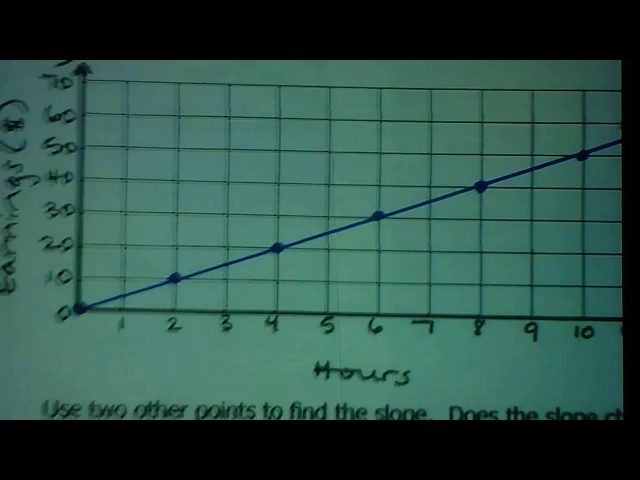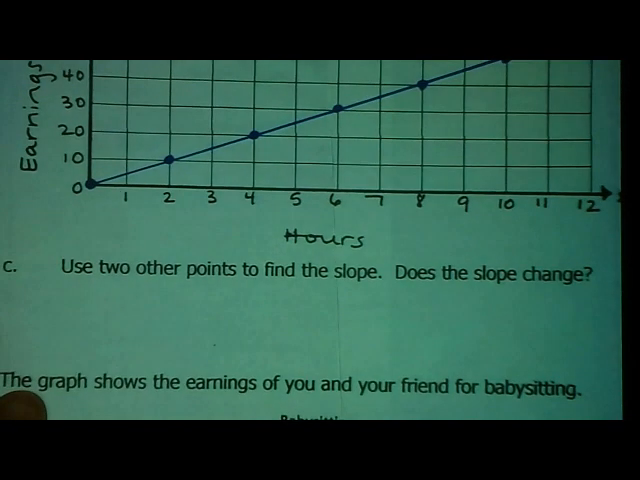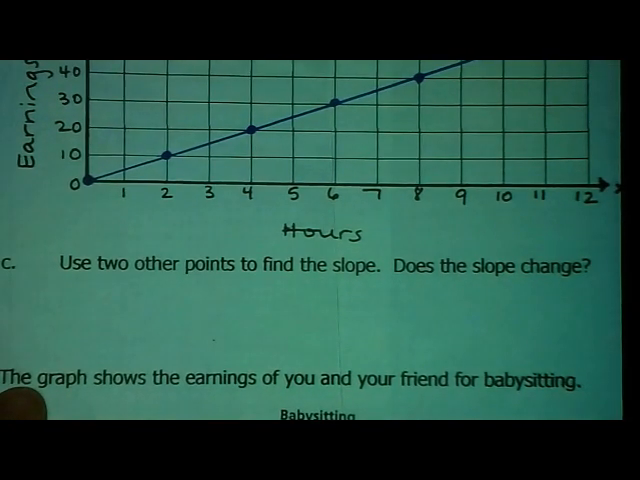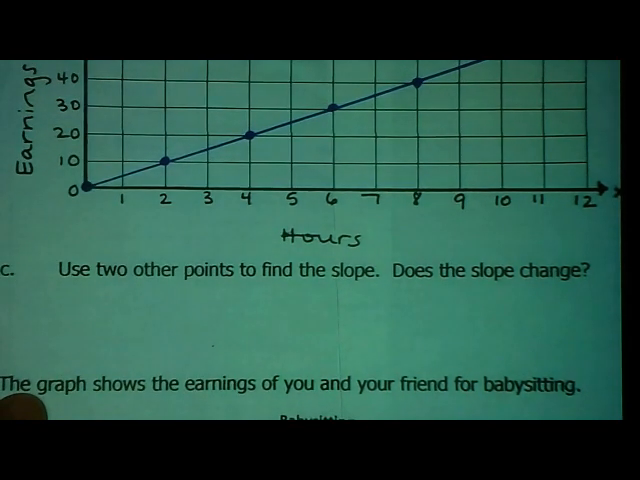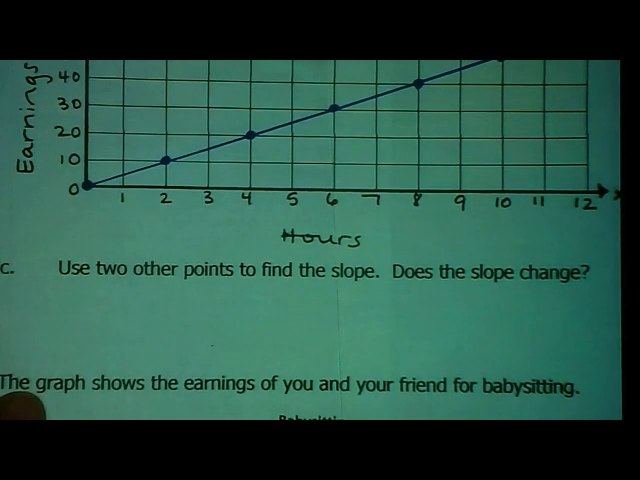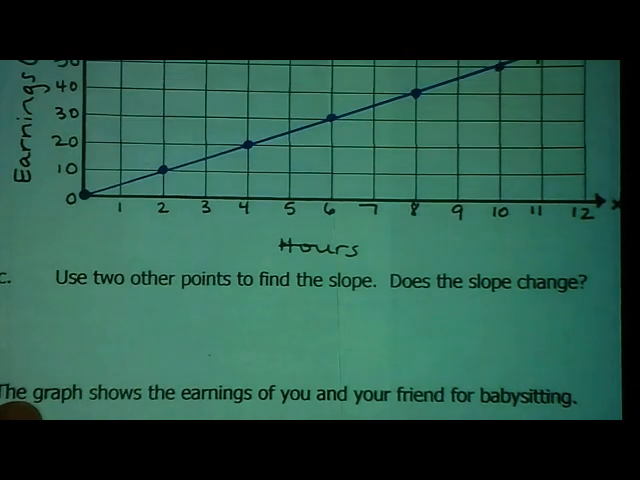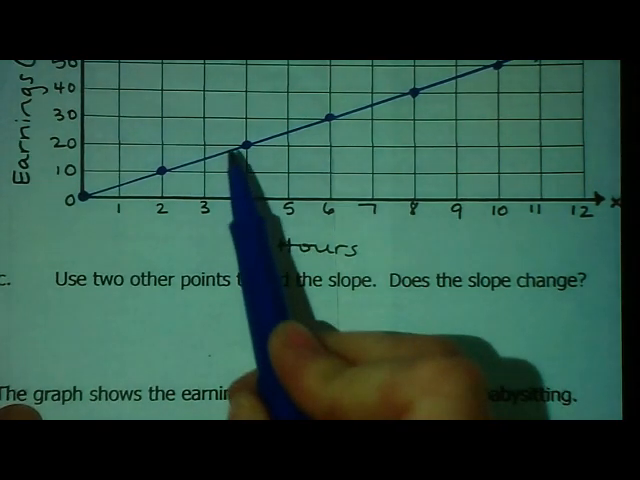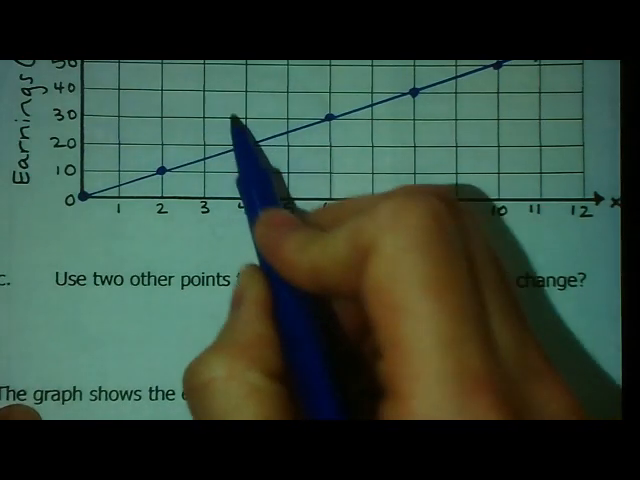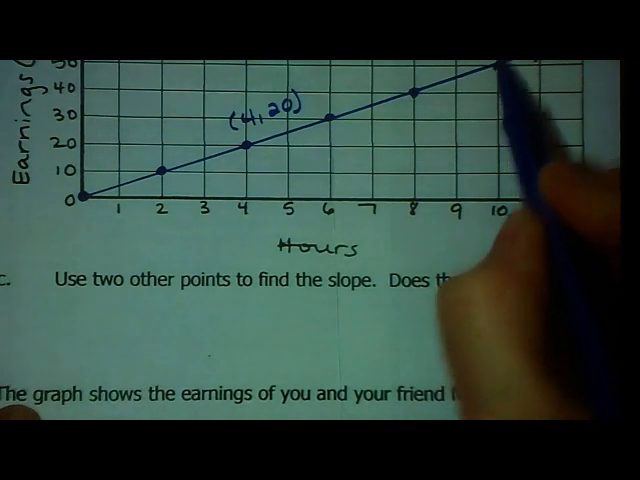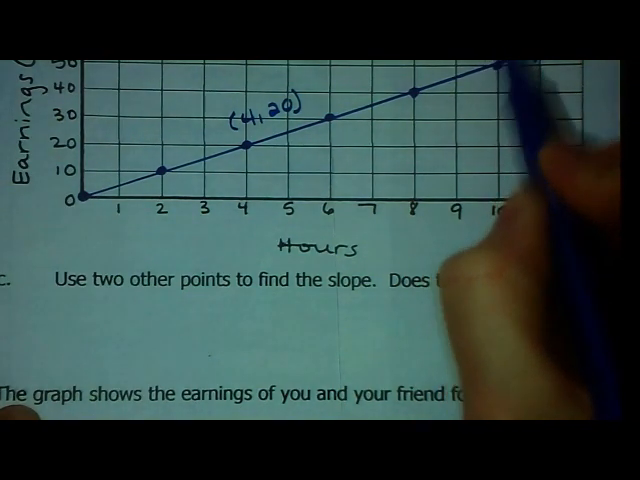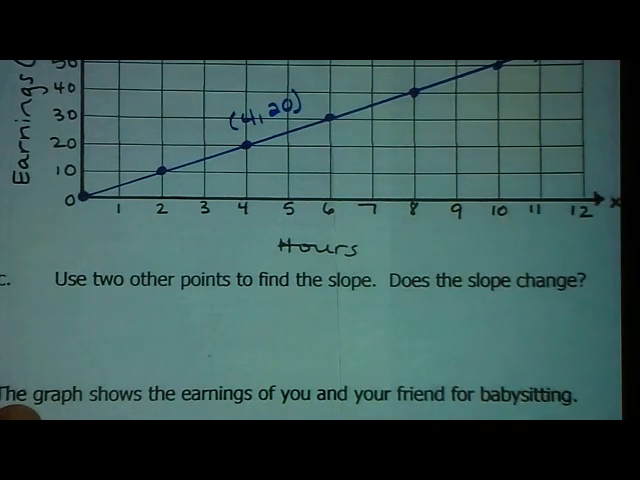But we picked the first 2 points. The next portion of this question is asking you to pick 2 other points to find the slope. And we want to know if the slope changes. Basically, if you work for 1 hour, is that different than working for 5 hours or 10 hours? Does anything change in this situation? So I'm going to pick 2 different points, any 2 points on the line. I'm going to pick the point (4, 20), and we'll pick this one, (10, 50).